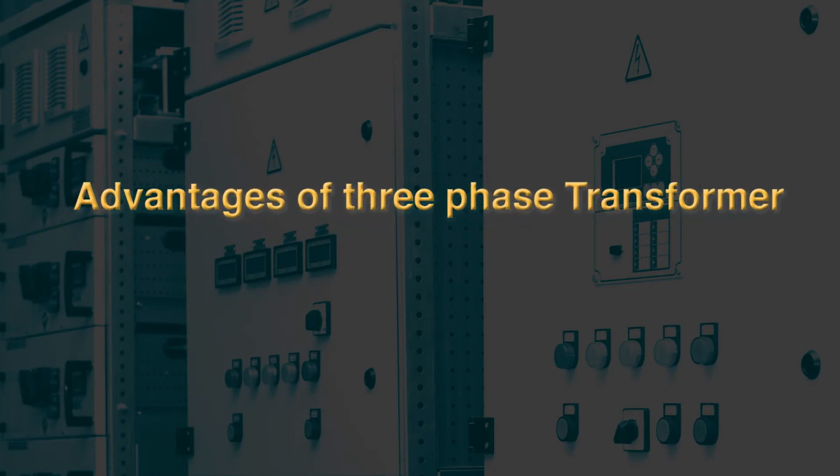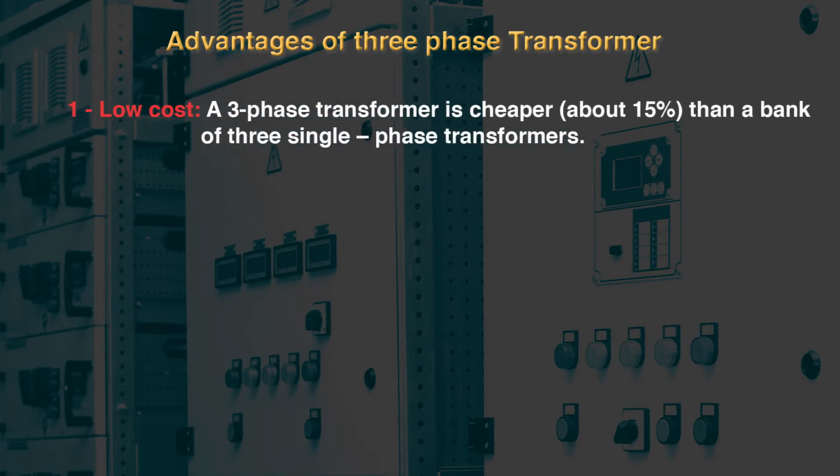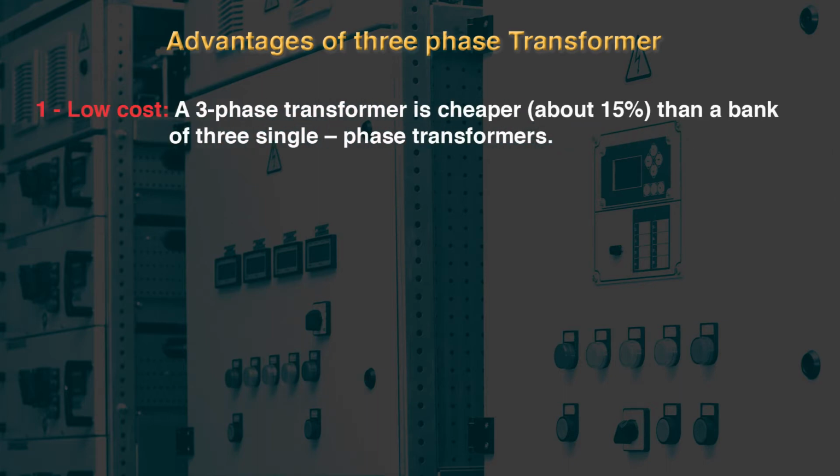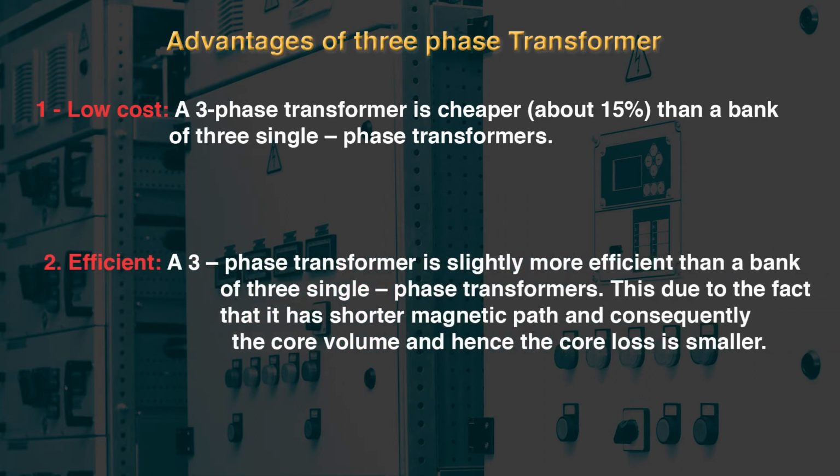Now we have to understand what are the advantages of the three-phase transformer. So the first advantage is what? Low cost. A three-phase transformer is about 15% cheaper than a bank of three single-phase transformers. It is due to saving in cost of the iron core, of the tank and oil, of the bushings and of the auxiliary apparatus. The second advantage is what? It is very efficient. A three-phase transformer is slightly more efficient than a bank of three single-phase transformers.